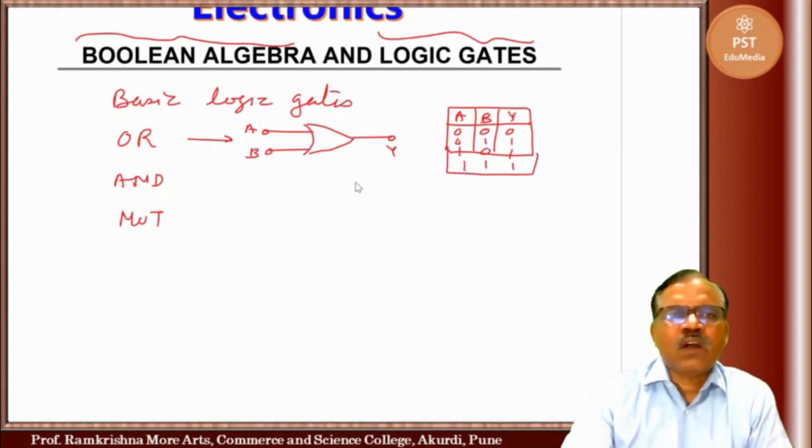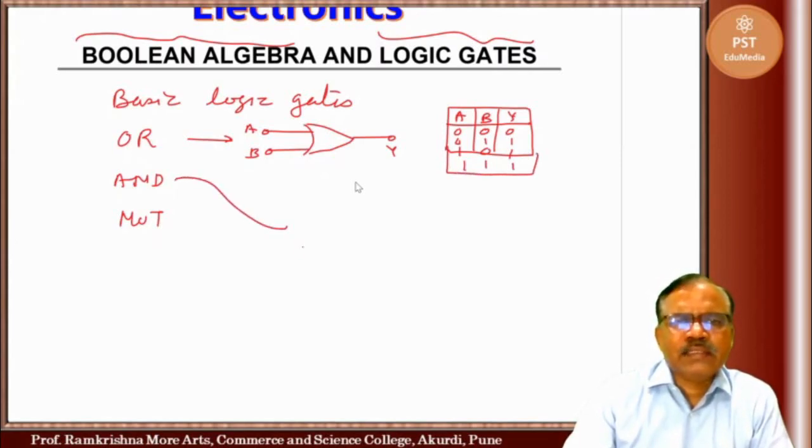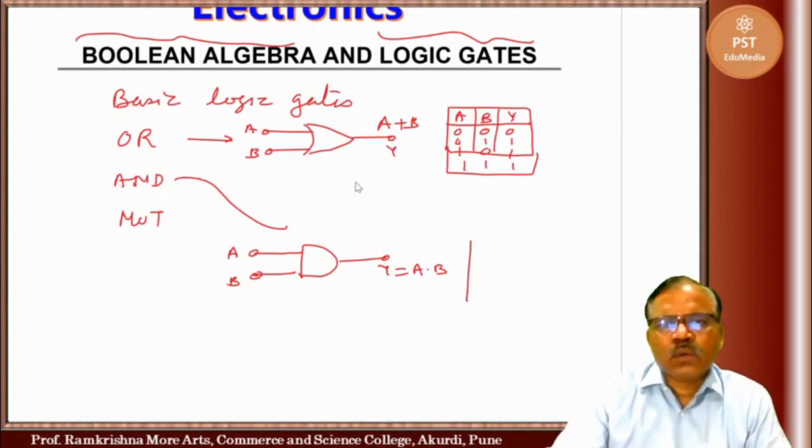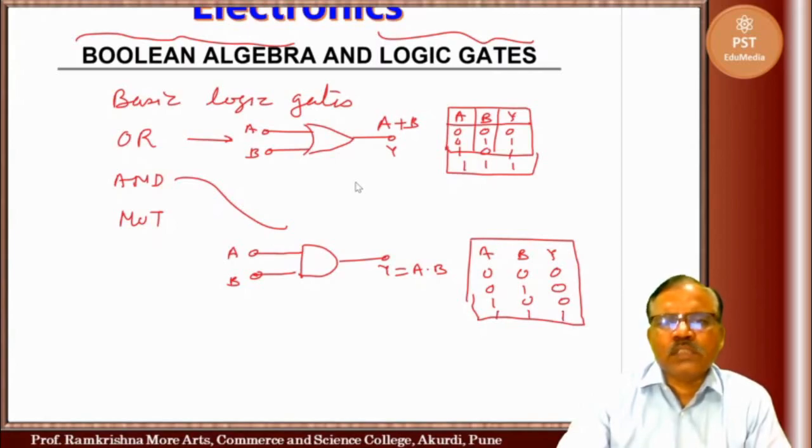This is OR gate. Now if we go to AND gate, its symbol is like this: A, B, and Y. Y is equal to A into B, while for OR it is A plus B. So here the truth table is like this: A, B, and Y. When we have 0, 0, output is 0; 0, 1, output is 0; 1, 0, output is 0; and 1, 1, output is 1.